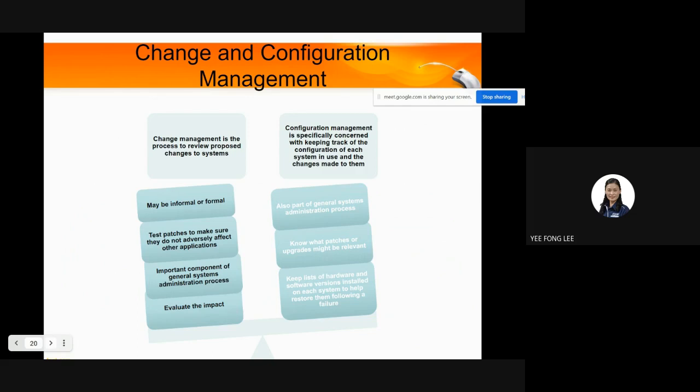Configuration management is concerned specifically with keeping track of the configurations of each system used and the changes made. This includes, for example, the hardware and software versions installed on each system. This information is needed to help restore the system if there is a failure, and to know what patches or upgrades might be required for a particular system.